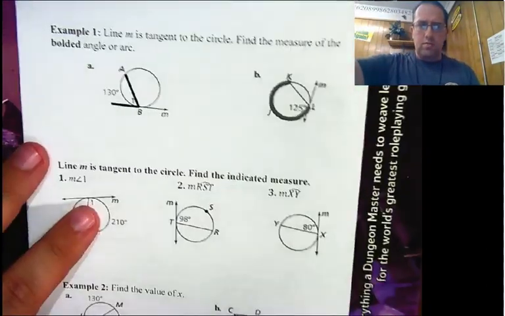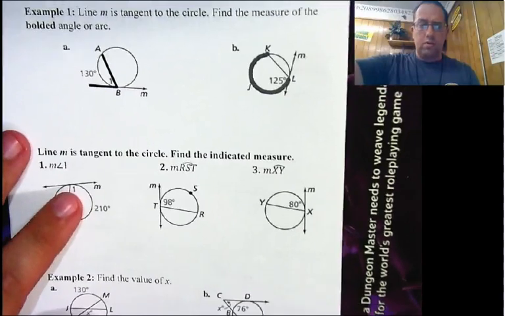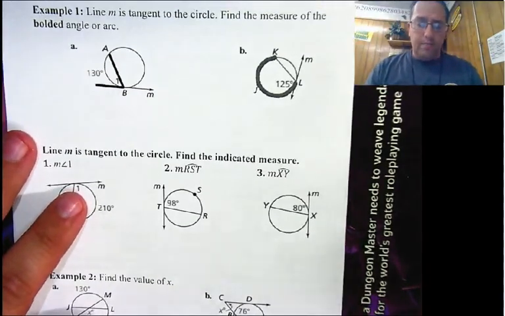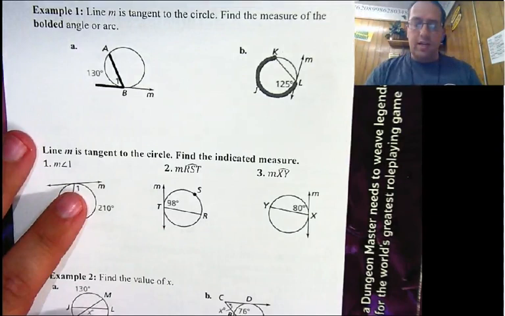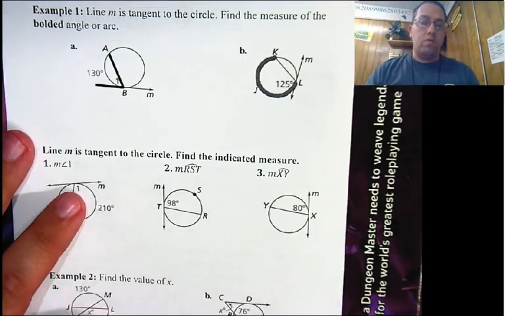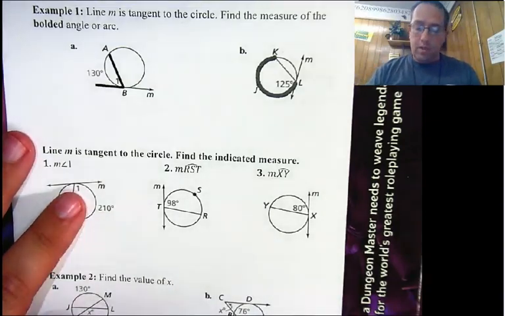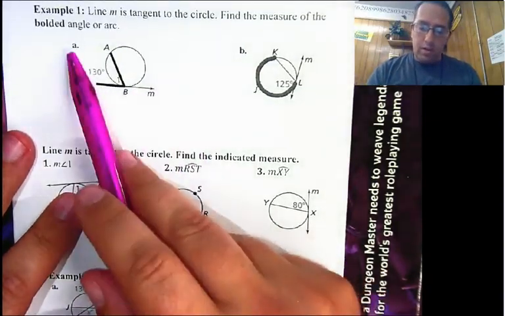Here we go. It's going to make more sense if we actually work them out. Don't just see answers. All right. So we are told that line M is tangent to the circle, and we want to find the measure of the bolded arc or the bolded angle. Either way. So number one, A.